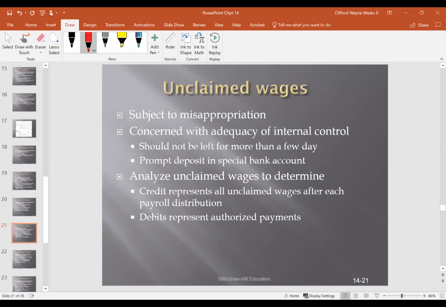charge. Unclaimed wages, woohoo! So we paid our employees and they never cashed the check. We get to keep that money, right? No. The law states that if somebody doesn't collect their paycheck or never cashes it, the employer does not get to keep that. They actually have to send that to the state, and the state holds on to it for further collection.